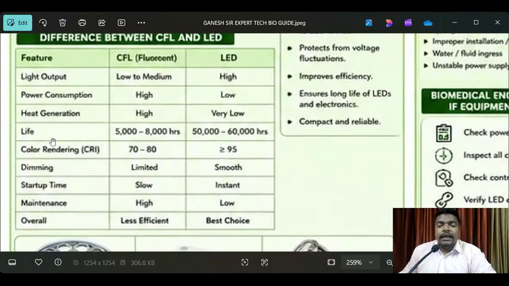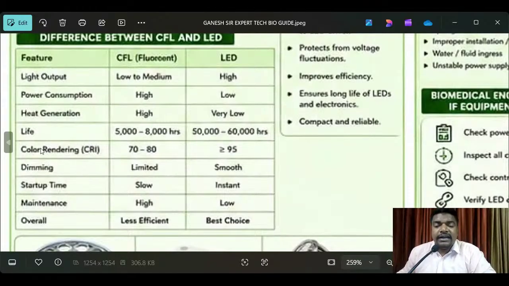Come on. See here, the feature life of the OT lights: CFL light, 5,000 to 8,000 hours, okay? And when it comes to LED, 50,000 to 60,000 hours. What a wonderful lifespan. Yes, really great. That's why LED, that's why updated technology is very important. And we are living in this science and technology as human beings and as biomedical engineers, so awareness about biomedical engineering is very important, okay?